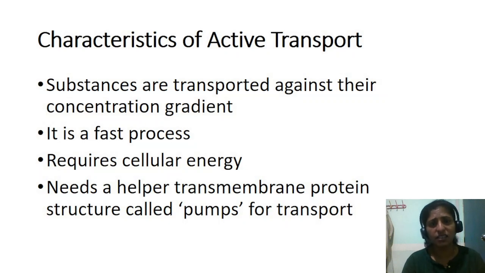I have listed some characteristics of active transport, as we discussed. Substances are transported against the concentration gradient, and it is a fast process, keep that in mind. It is not a very slow process. In our body sometimes molecules are needed in an emergency or very urgently. At that time we can't depend on diffusion or osmosis; we have to go with active transport. It requires cell energy and needs a helper transmembrane protein. As I said, the carrier protein is necessary for active transport.